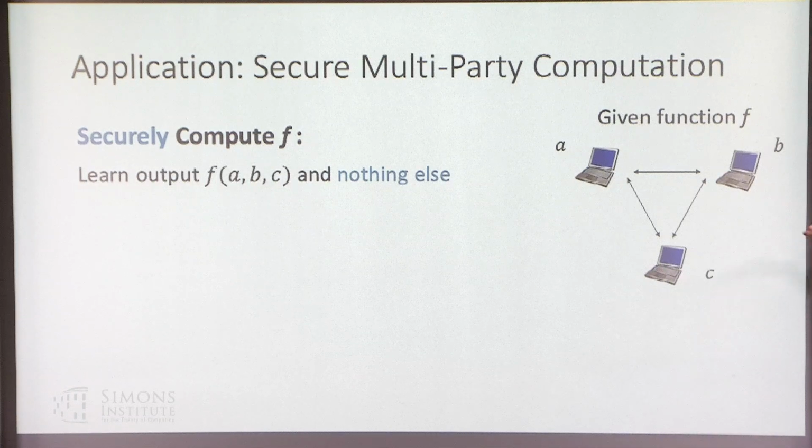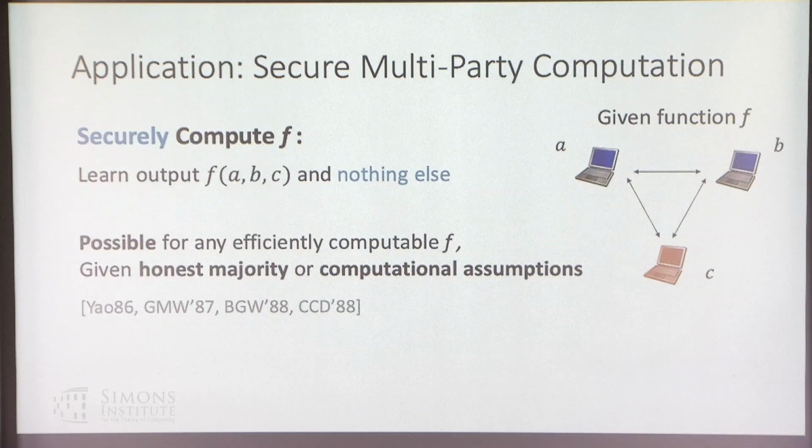Okay, this is the setting, as you likely know, where there's a collection of parties, each with some secret inputs and some kind of global function f. The goal is to learn the output of f on the secret inputs, but without revealing anything else about the inputs. Okay, and this should hold even if some fraction, say, of the parties is corrupted.